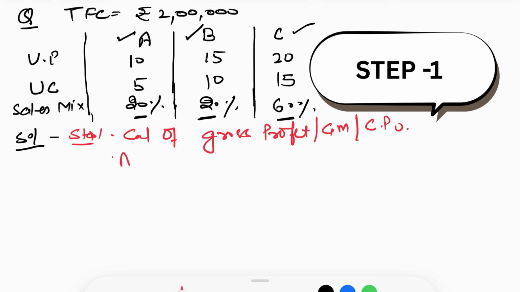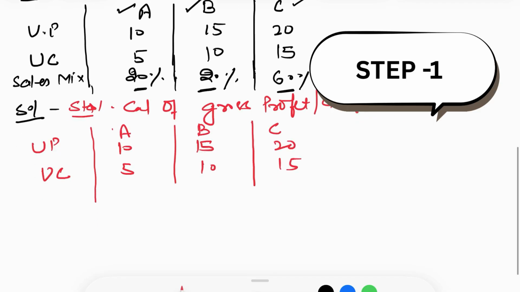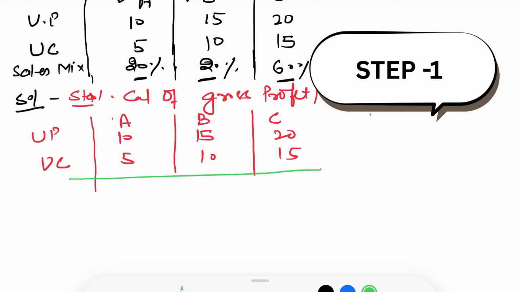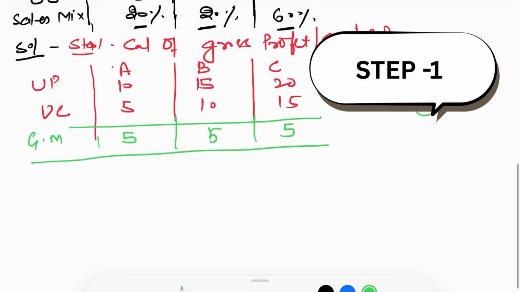Let's write down product A, B and C. Unit price 10, 15, 20. Unit cost 5, 10, 15. So what we'll do? We know the formula of gross profit or gross margin, which is unit price minus unit cost. Gross margin: 10 minus 5, 5, and 5. So your first step is completed. So here you get your full 1 mark. Now let's move to the next step. Step 2.